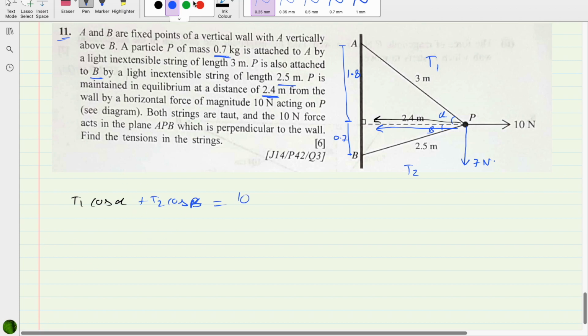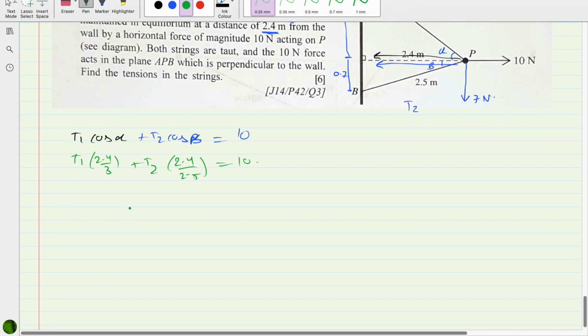Replacing all the known values, this is T1 cos alpha, which is 2.4 by 3, plus T2 cos beta, which is 2.4 by 2.5, equals 10. Simplifying, 2.4 by 3 is 0.8, so 0.8 T1 plus 2.4 by 2.5, which is 0.96, of T2 is equal to 10. So this is equation 1.